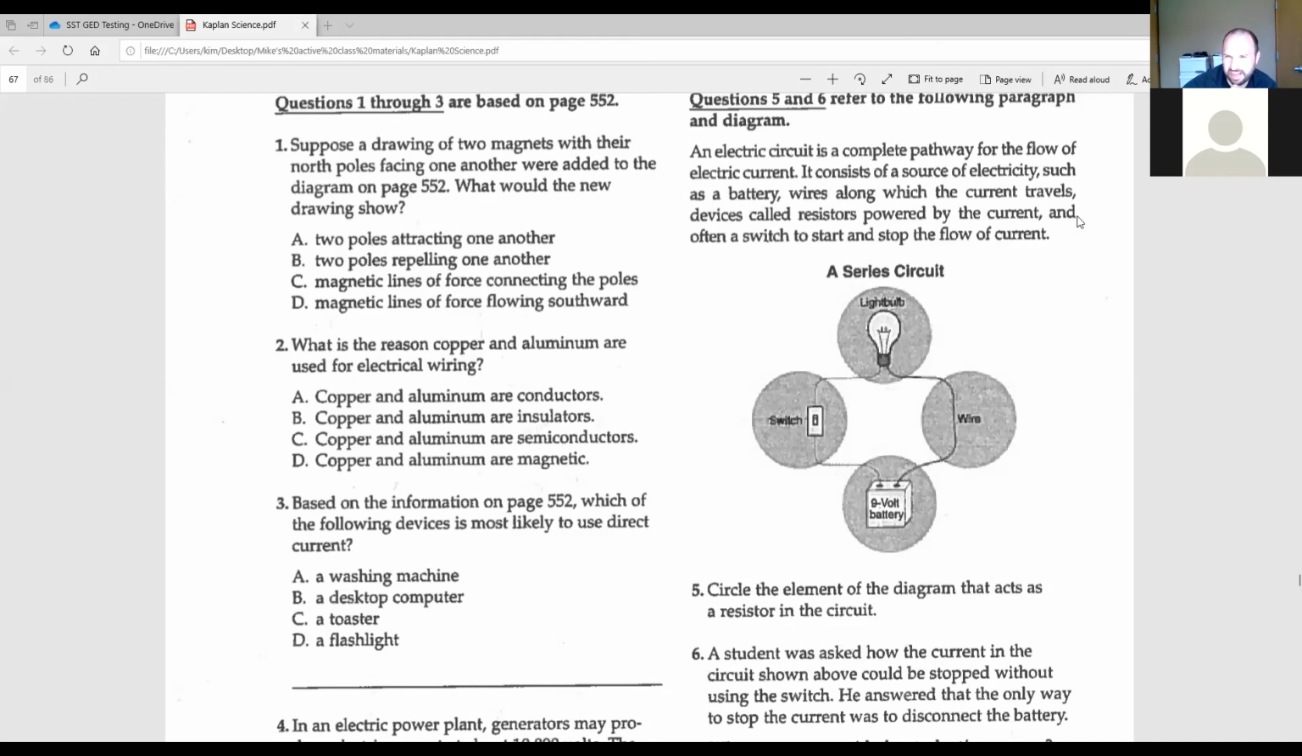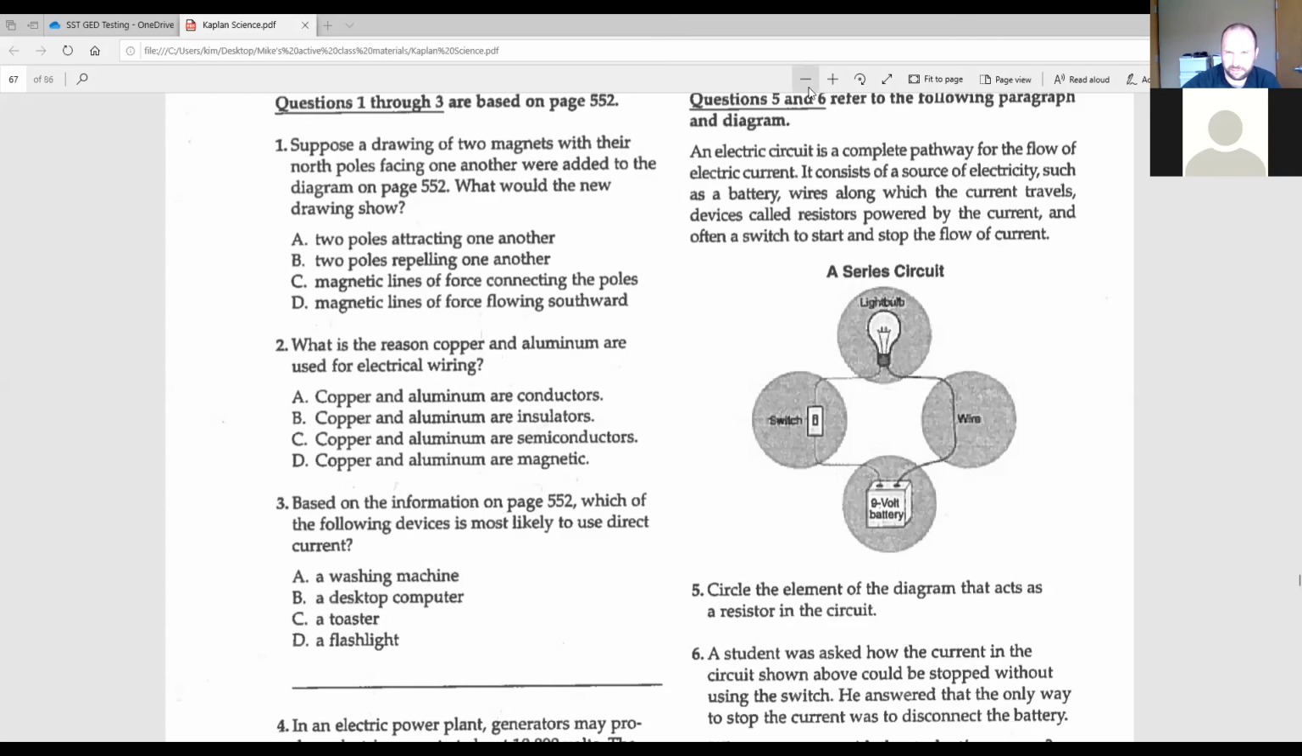And lastly, it says often there is a switch to start and stop the flow of electricity. So that's the 4th component. So by process of elimination, we know it's not the battery, it's not the wire, not the switch. So the resistor here is actually the light bulb. The light bulb is what is acting as the resistor in this. In other words, that's the device being powered by this electricity. All right, so a little more complicated question, and the last question of the day, number 6.